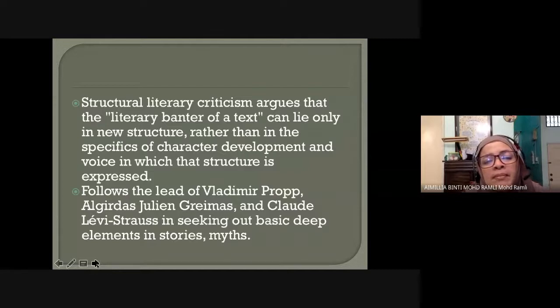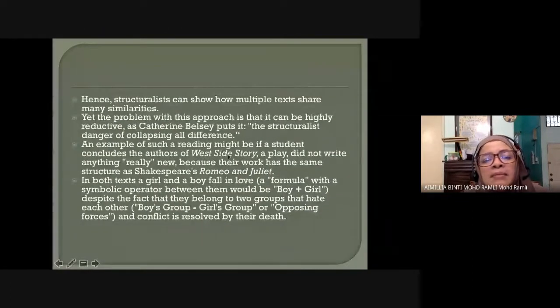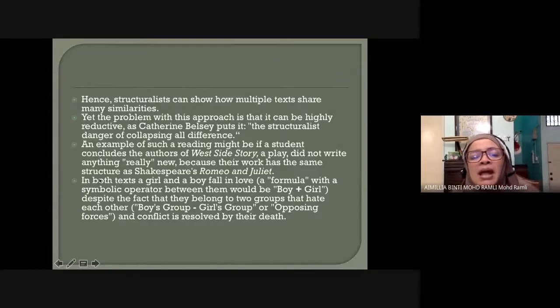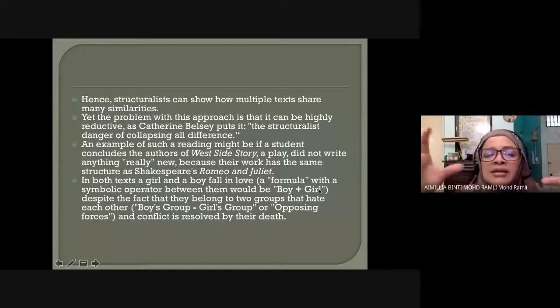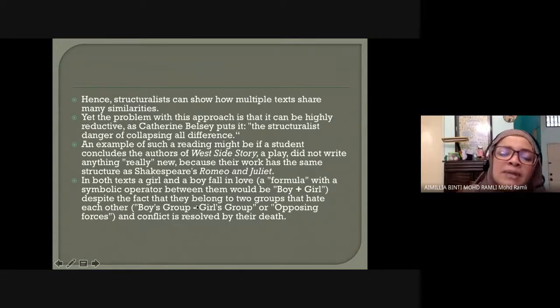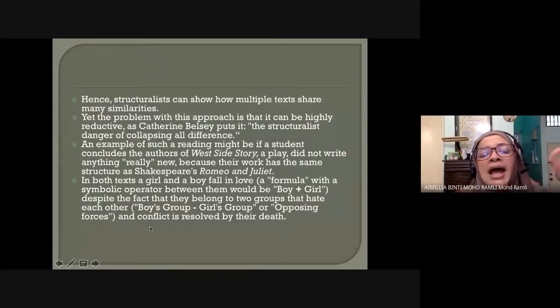For example, I'm jumping points here, but it's basically saying the same thing. In Romeo and Juliet, we have a boy and a girl who fall in love with each other. So you can create a formula based on this: boy plus girl, because they love each other, plus, despite the fact that they belong to two groups that hate each other, boy's group minus girl's group, or opposing forces. And the conflict is resolved by their death. So we have this structure: boy plus girl, boy's group minus girl's group, and then at the end, death. So this is the structure of a story.